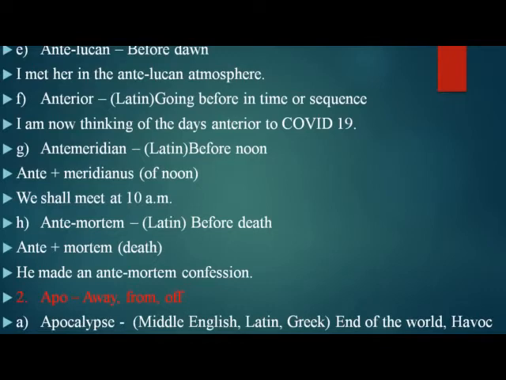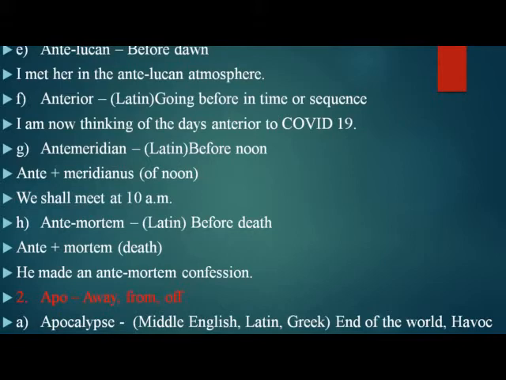So that is antilucan. Then we have anterior. It has Latin origin and it means going before in time or sequence. So the sentence, I'm not thinking of the days anterior to COVID-19. So that is before COVID-19. That's what it means.